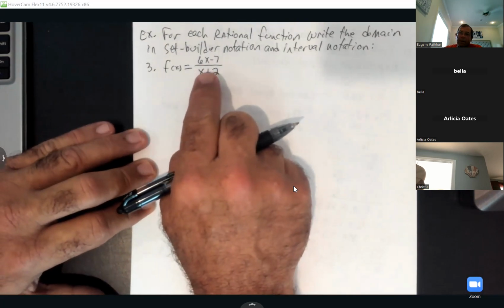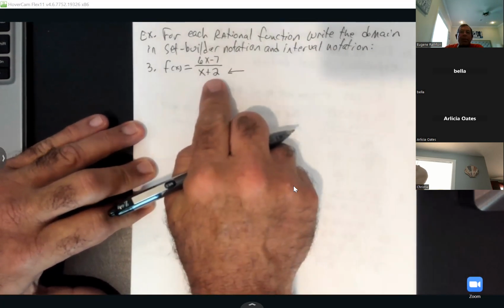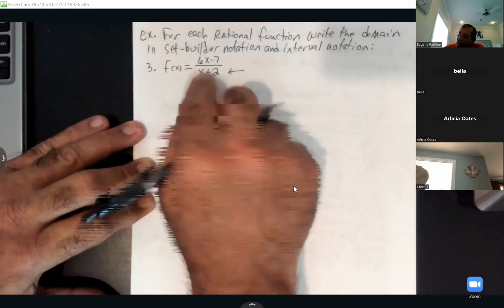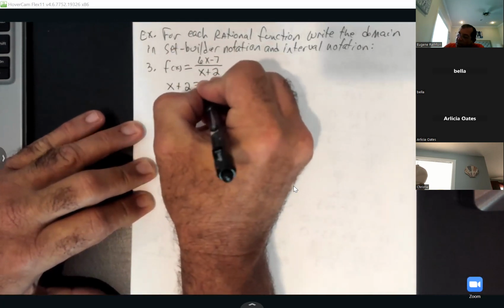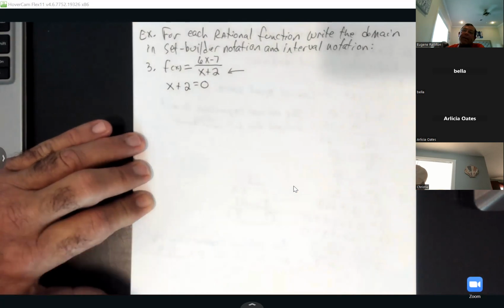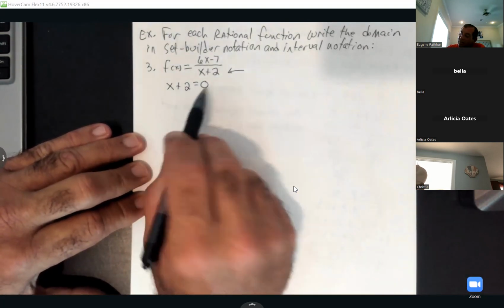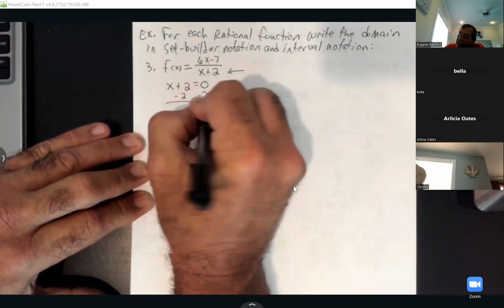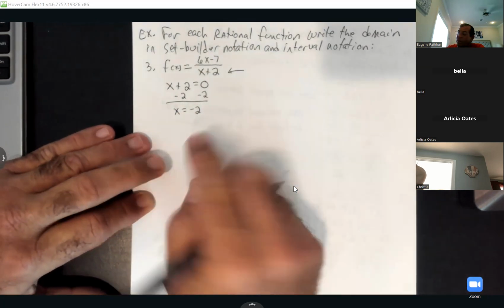So to find the domain, once again, the bottom of this fraction cannot equal 0. So what we got to do is set the bottom equal to 0 so that we can find any numbers that'll make that happen. And y'all, we just got one move on this one. x plus 2 equals 0. We're just going to minus 2 from both sides, and we get x equals negative 2.